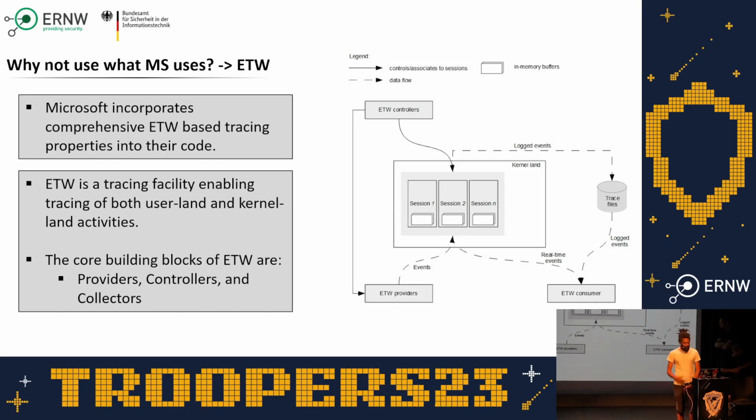Providers are basically the ones who write telemetry data. Collectors are the entities which receive the written telemetry data, or the written ETW events, and the controllers are used to control and operate the ETW tracing, for example, starting and stopping or attaching specific providers to a trace session.